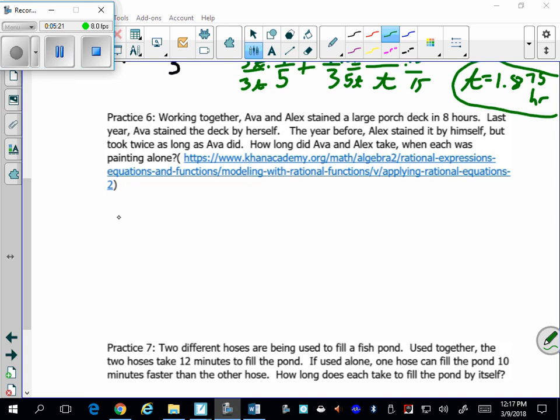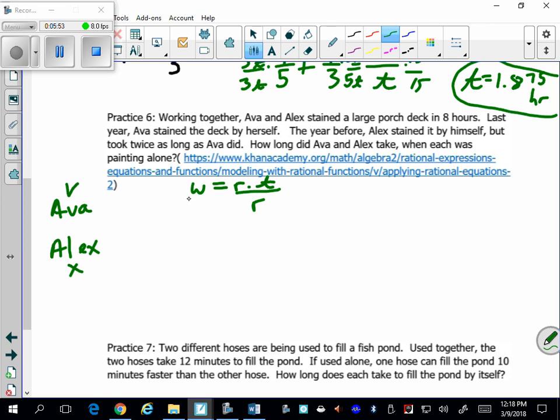So Ava and Alex. Because they both start with A, we'll have to pick different letters. Ava will just say V, Alex is going to be X. It's very similar to the top, where work equals rate times time, because they're doing work and they're giving the hours. We want to figure out the hours.